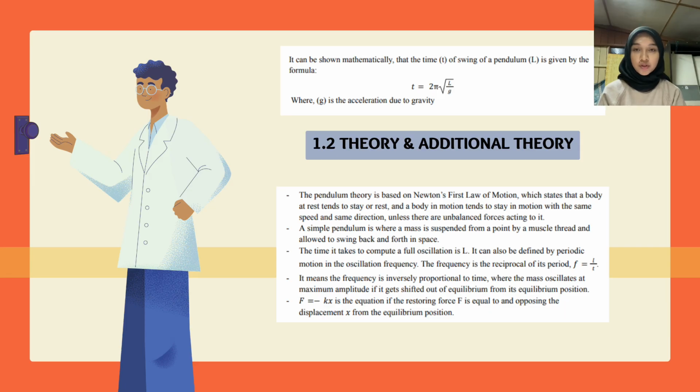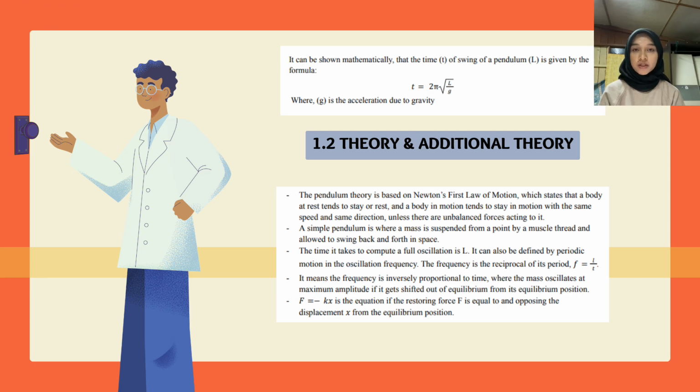Okay, moving to the theory. It can be shown mathematically that the time of swing of a pendulum is given by the formula T equals 2 pi square root of L over g, where g is the acceleration due to gravity. As additional theory, we found that the pendulum is based on Newton's first law of motion, which states that an object at rest remains at rest, and an object in motion remains in motion at constant speed and in a straight line unless acted on by an unbalanced force.